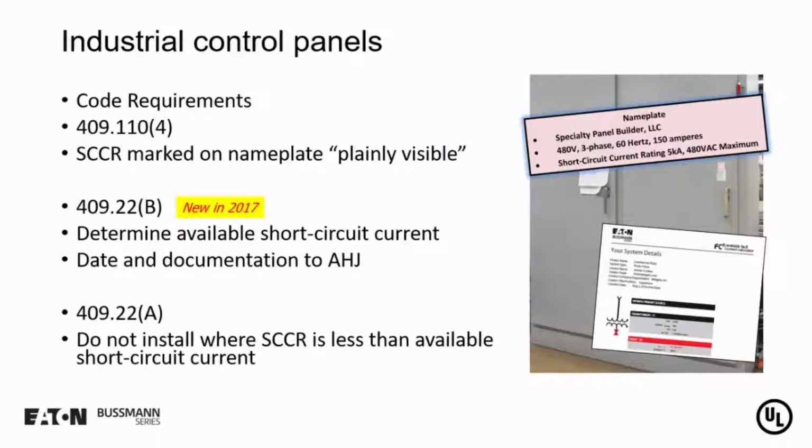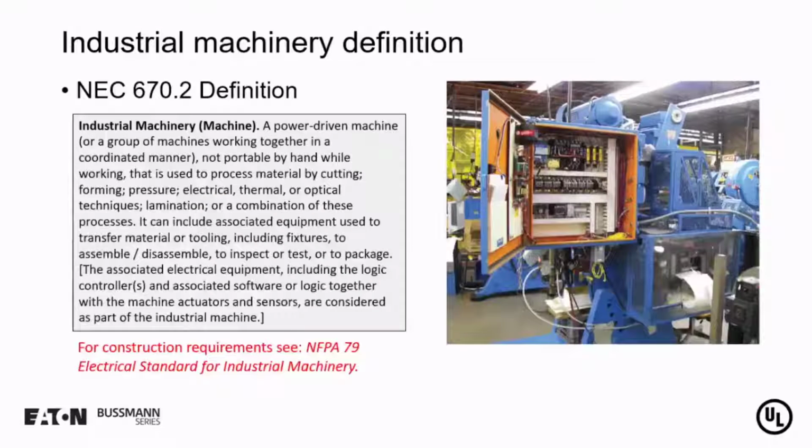409.22(B) is new in the 2017 NEC, and that requires the user to determine the available short circuit current, or what we might call the fault current. The available fault current in the 2020 code is referred to, and then provide data and documentation to the AHJ of that information. And then most importantly, 409.22(A) instructs the user not to install the equipment if the SCCR is less than the available short circuit current. Now I'll pass it to John for industrial machinery.